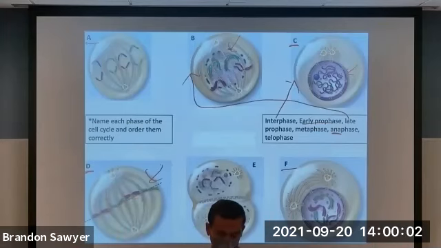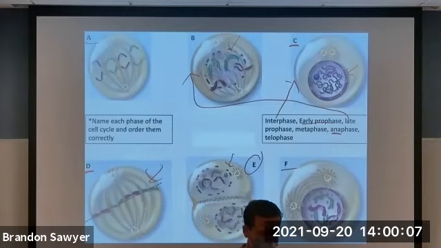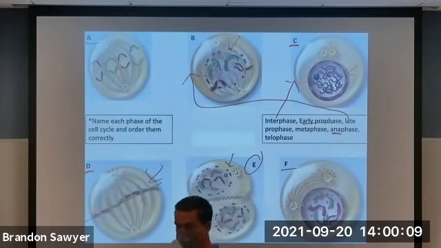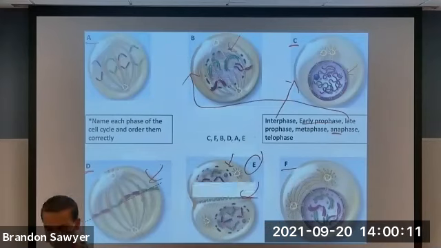Okay, and then lastly is E, right? So we're starting to get the new nuclear membranes. The cell is starting to divide right there. Okay, so CFBDAE. Just a way for you to work through it and think about these different things with this activity. So any questions on that? Yeah, go on.